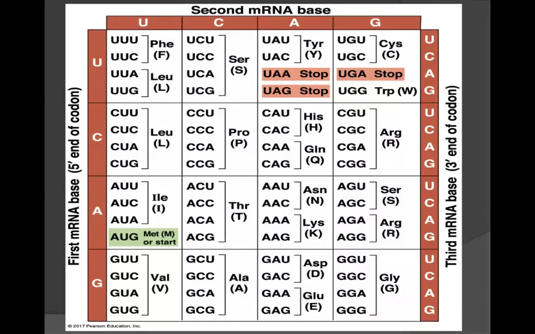If you are given a DNA molecule, you must first convert it to mRNA to use this chart. Similarly, if you are given a tRNA molecule, you would have to come up with the complementary mRNA sequence in order to use this chart.